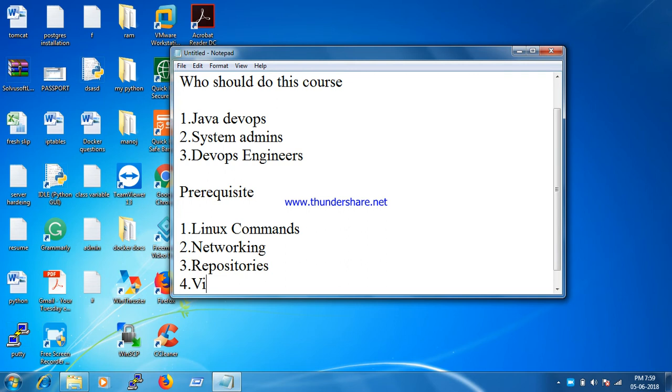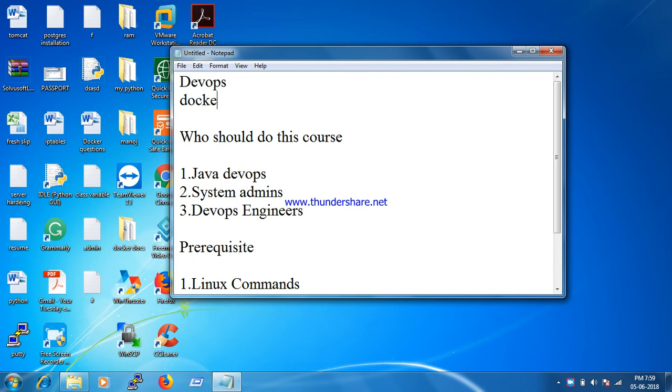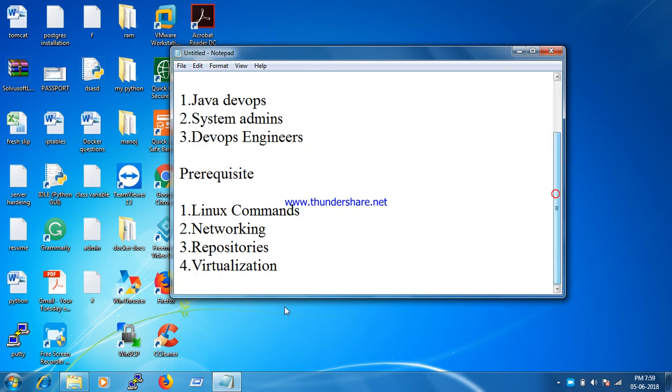Fourth thing I can say is virtualization. Okay guys, you should have an idea about this also, because in DevOps we have one topic, that is Docker. Docker is based on a concept called containerization. This is a concept of Docker. So before containerization you should have an idea about virtualization, because the concept is very much similar.